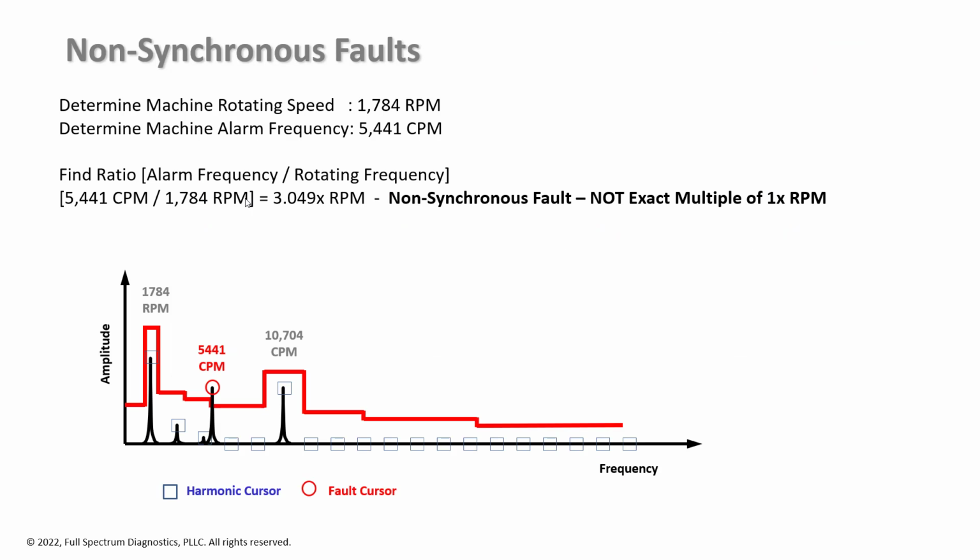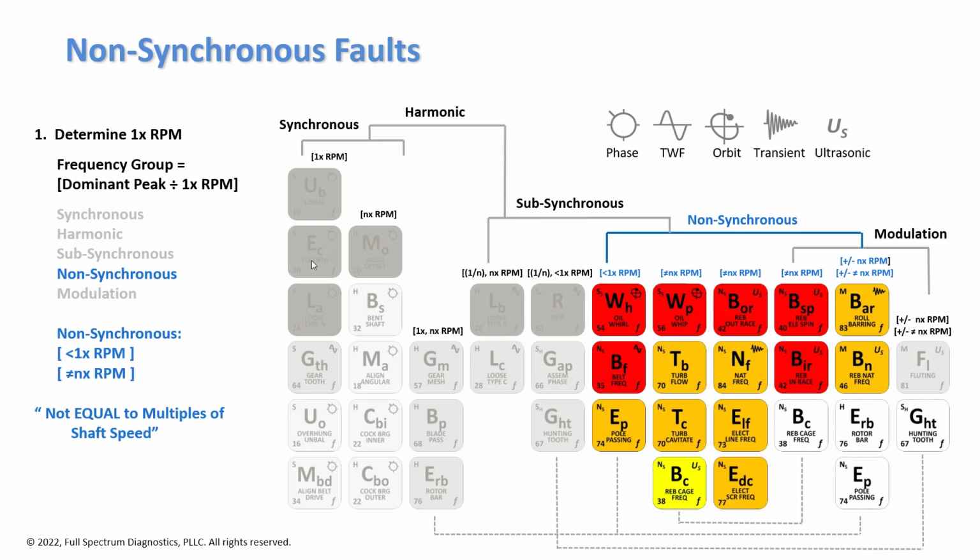We're going to take a peek at this, and one of the easy ways in your database is to put a harmonic cursor on your running speed. So my 1784 rotational speed, I put this square harmonic cursor on there, and I can see where it lights up. So there's a peak right next to our fault, our issue at 5441. This peak is 3 times, this peak is 4 times, okay, and ours is in the middle. Okay, so we're going to take a look at that and try to see what could be causing it.